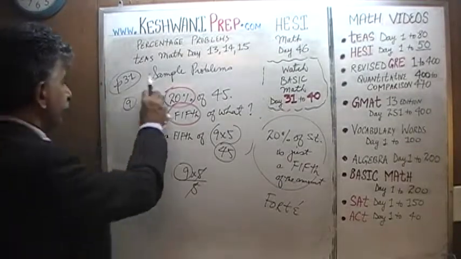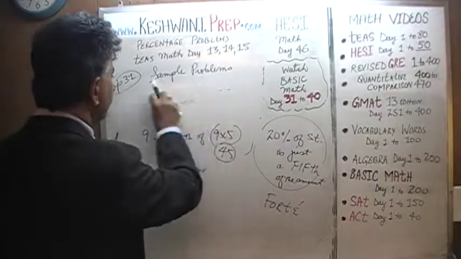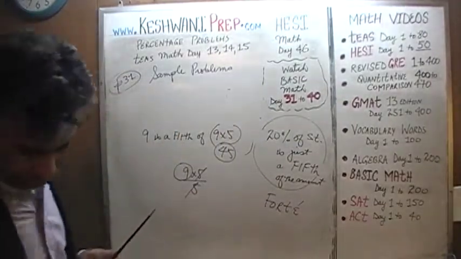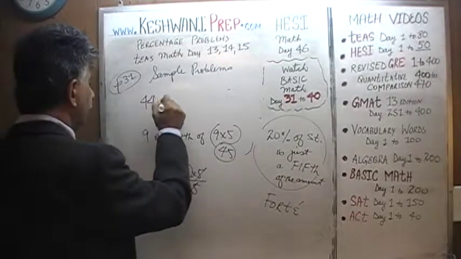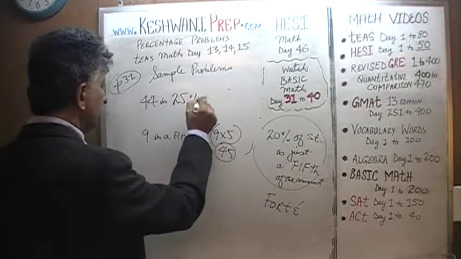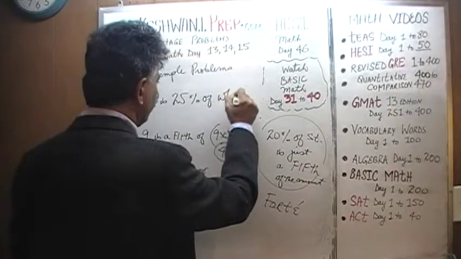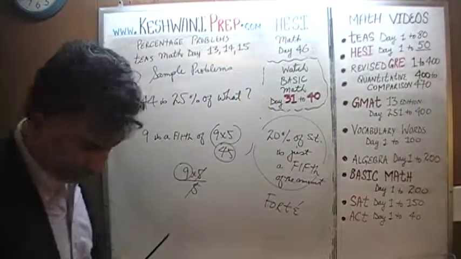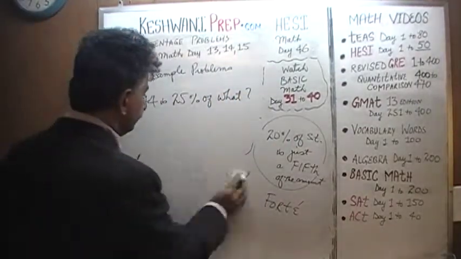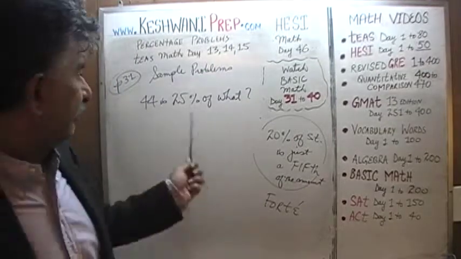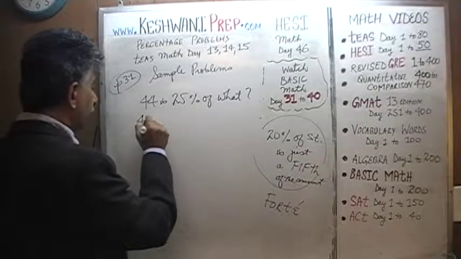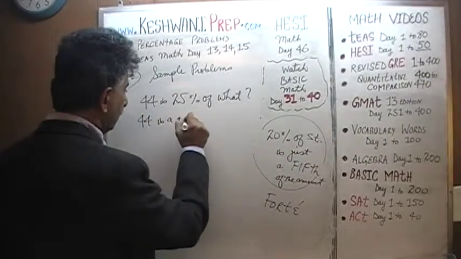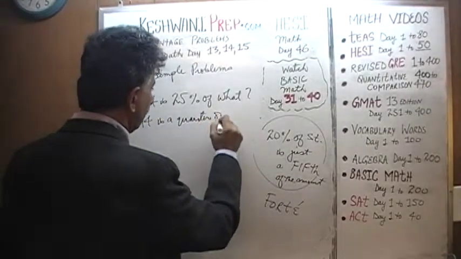Number 10 is saying, 44 is 25% of what? Well, we already know that 25% means a quarter. So the question here is, 44 is a quarter of what?